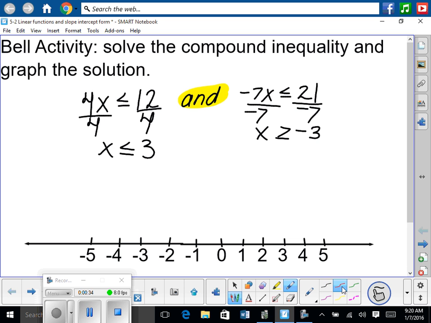Then we'll graph each of those. So I'm going to do this one first. We have x is less than or equal to 3. So equal to means closed circle. Less than is going to be down this way, right? Yep.